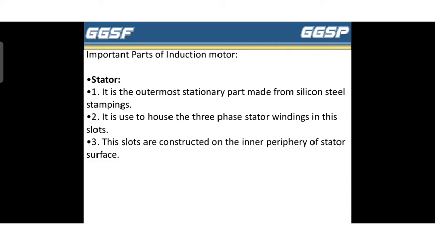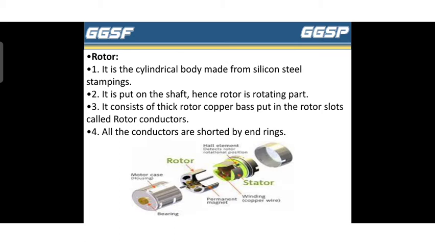Important parts of induction motors. The first part of the induction motor is the stator. The stator is the outermost stationary part made from silicon steel stampings. It is used to house the three-phase stator windings in these slots. The slots are constructed on the inner periphery of the stator surface.